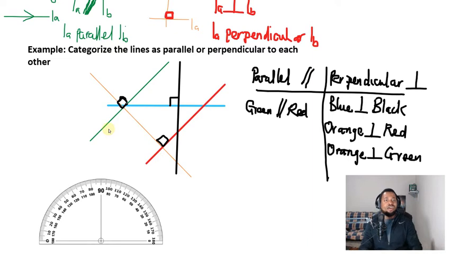And so that is it. That is how you're able to categorize lines based on their relationship as either parallel, in this case right here, or perpendicular. Take note that perpendicular means that two or more lines meet at a point, and the point where they meet forms an angle that is 90 degrees.